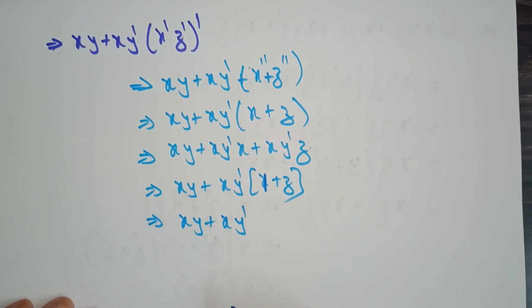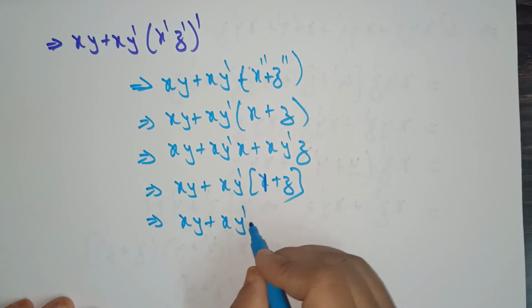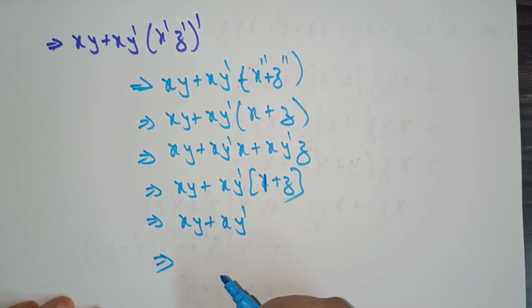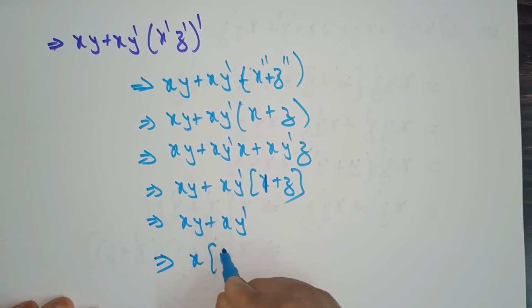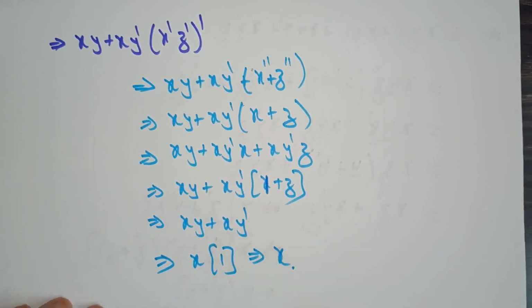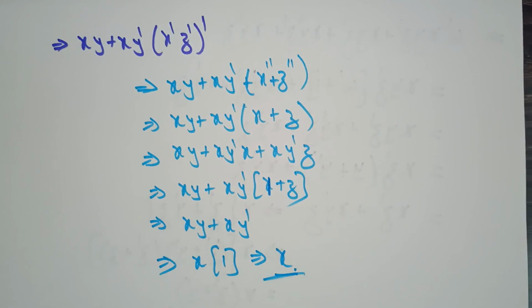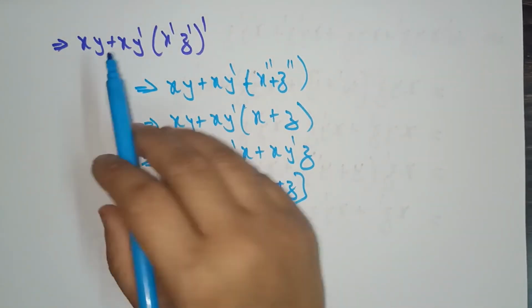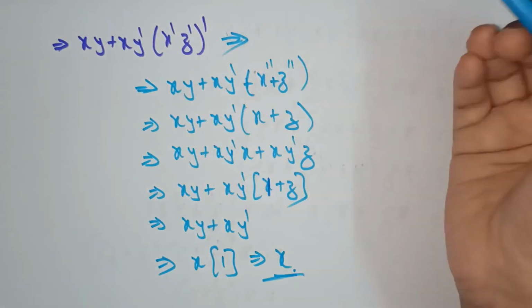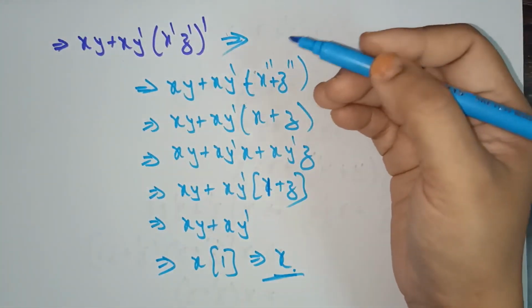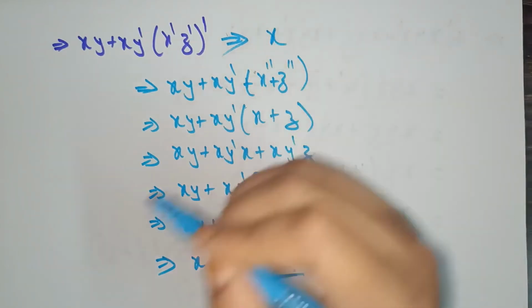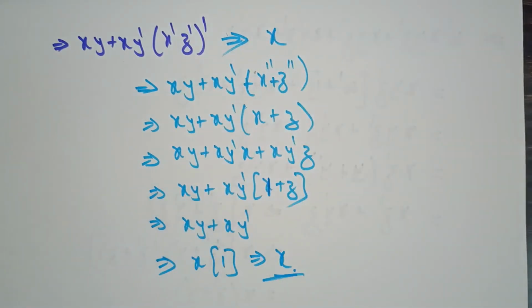Xy plus xy dash. So this expression, if I apply the formula, I'll get the final equation as x into 1 is equal to x. So this is how the equation is reduced. This is your complete Boolean expression. So this Boolean expression is minimized by using the algebraic manipulations. Here we get only one variable x. Clear? Thank you.